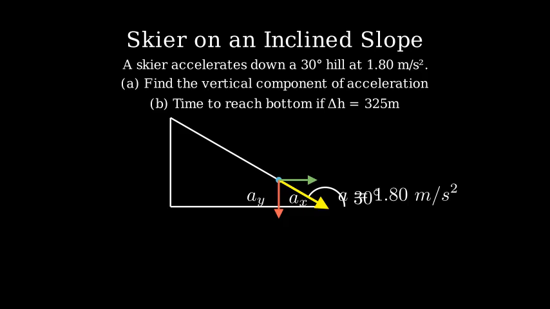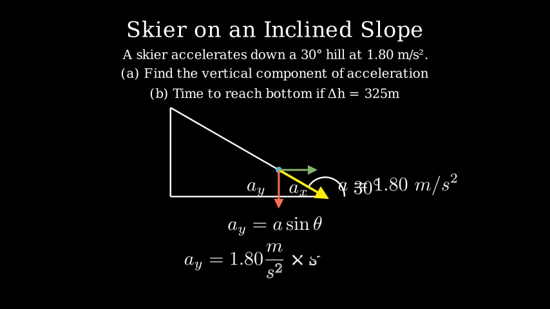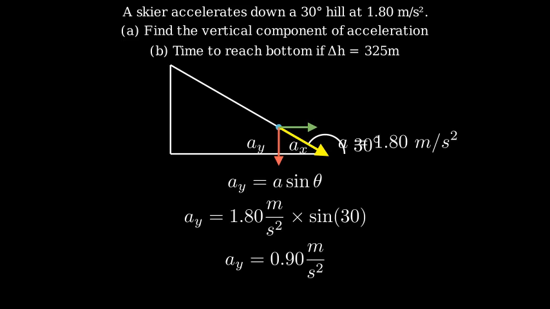For part A, we need to find the vertical component of acceleration. We can use trigonometry to find this. The vertical component will be equal to the total acceleration times the sine of 30 degrees. So a_y equals 1.8 meters per second squared times sine of 30 degrees. Since sine of 30 degrees is 0.5, this gives us 0.9 meters per second squared.